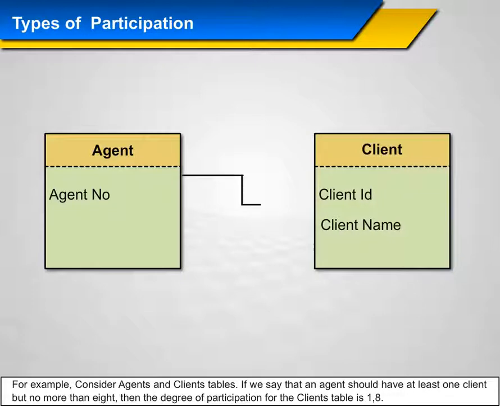For example, consider agents and clients tables. If we say that an agent should have at least one client but not more than 8, then the degree of participation for the client table is 1,8.